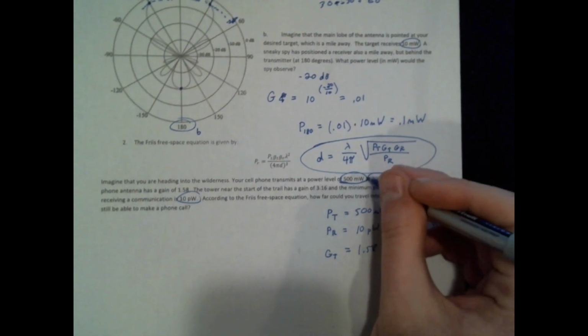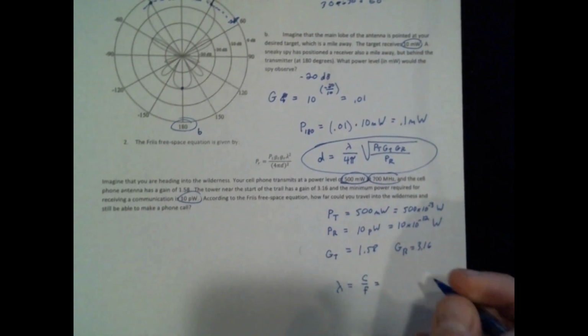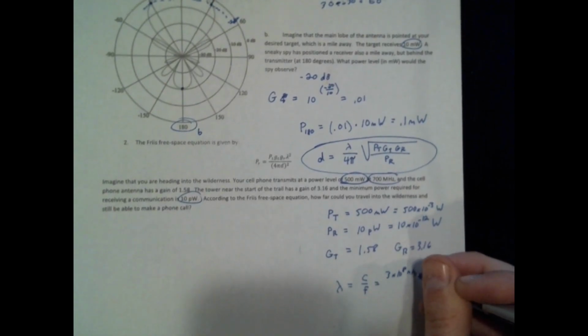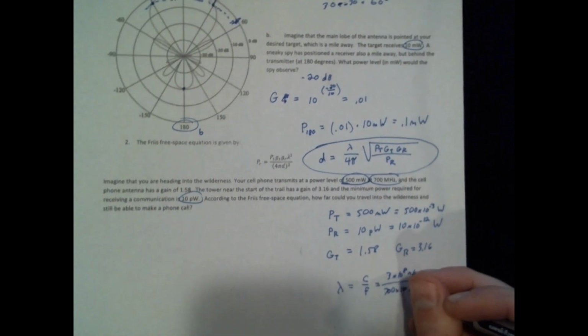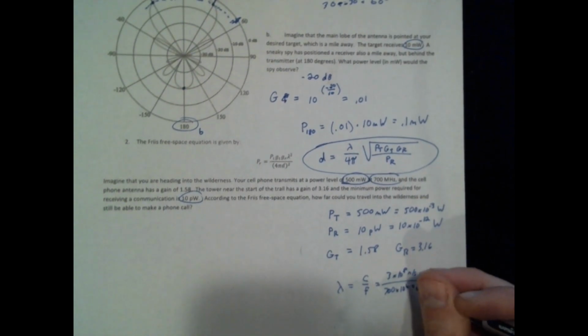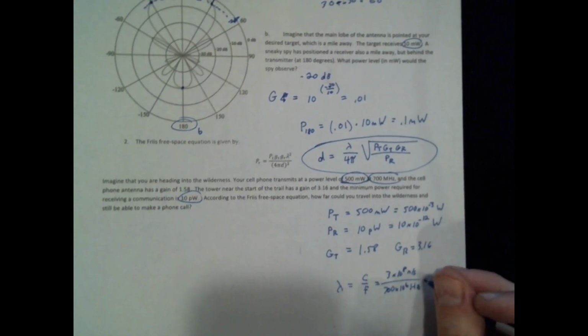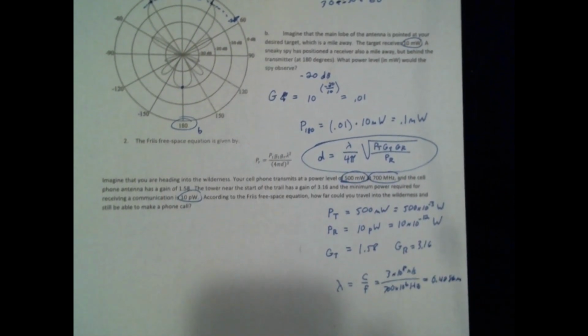So lambda is going to come from the frequency, and we know that lambda is c over f. That's the wavelength, the speed of light over the frequency. So that's 3 times 10 to the 8th meters per second for this class's purposes, and then 700 times 10 to the 6th, since it is megahertz, and that's going to be hertz. And so then we end up with something like 0.4286 meters as our wavelength.